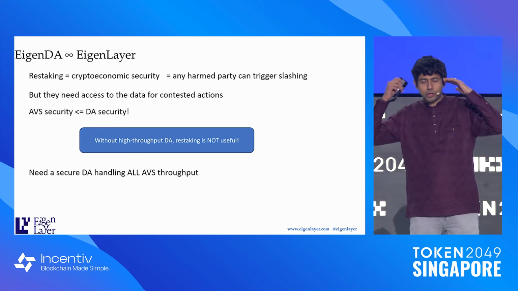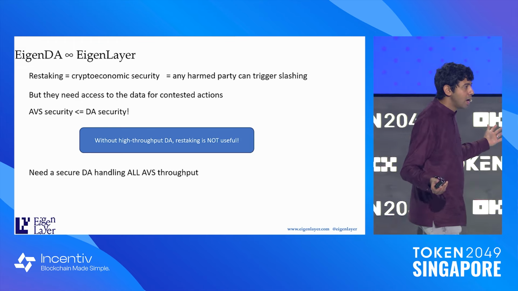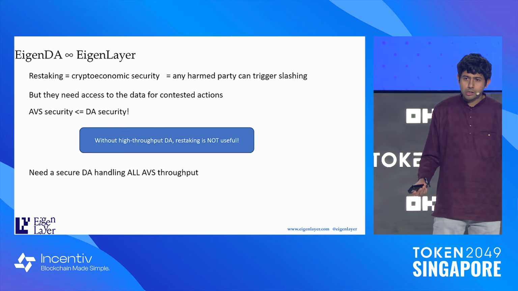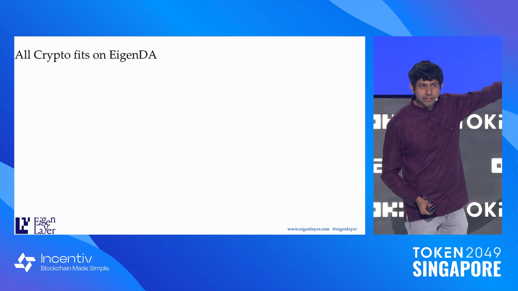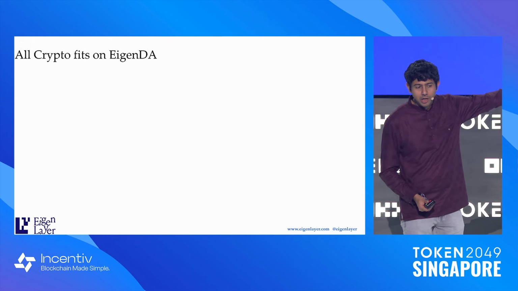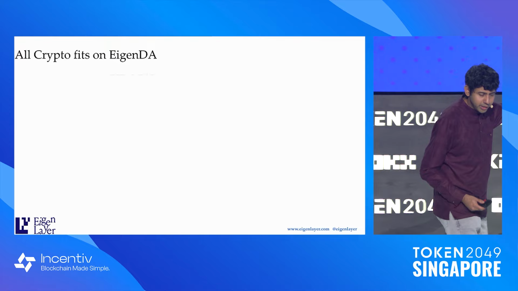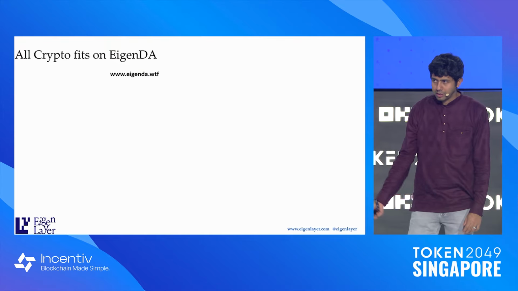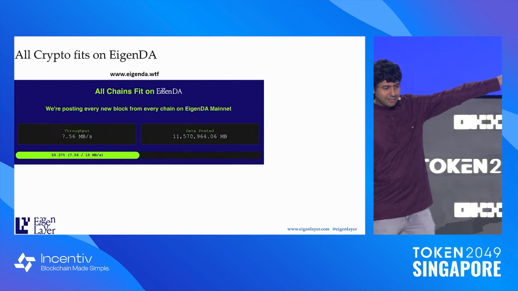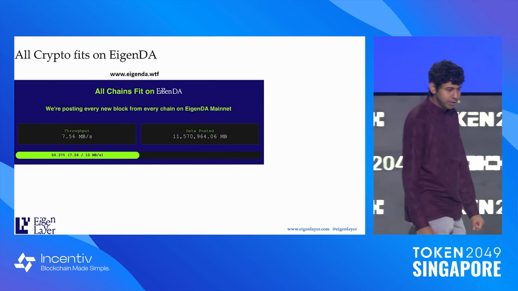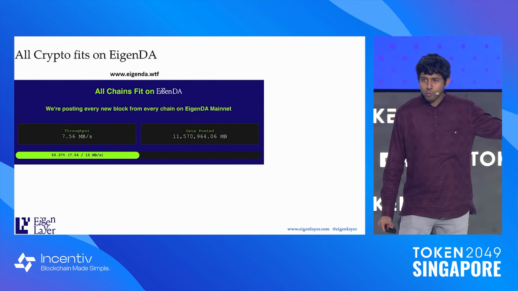It seems impossible. If you think of each AVS as a chain, I now have to run many, many chains on top of a common system. And that's exactly what we did with EigenDA. Here's the recent experiment we did. EigenDA is a service we built running on mainnet. And at this website, www.eigenda.wtf, you can go and check out what is going on.